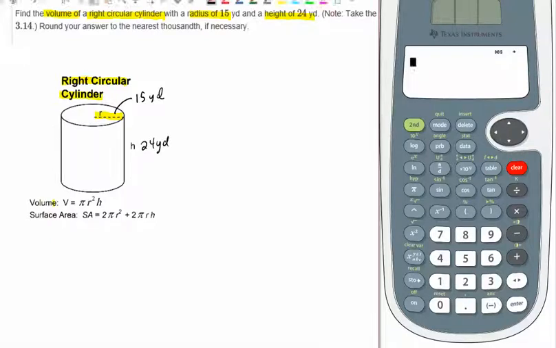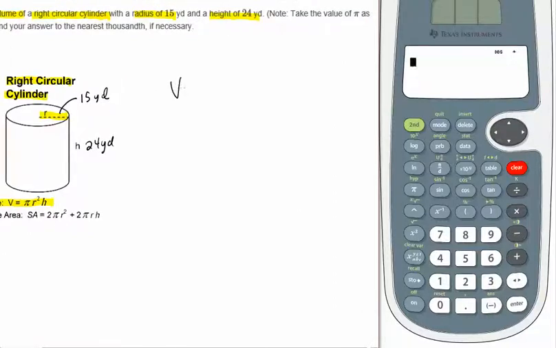And so I've got the formula down here. The formula for the volume of a cylinder is pi times the radius squared times the height. And I like to go off to the side and just repeat that formula. So volume is equal to pi times the radius squared times the height. And then immediately below that, let's just do the substitutions.